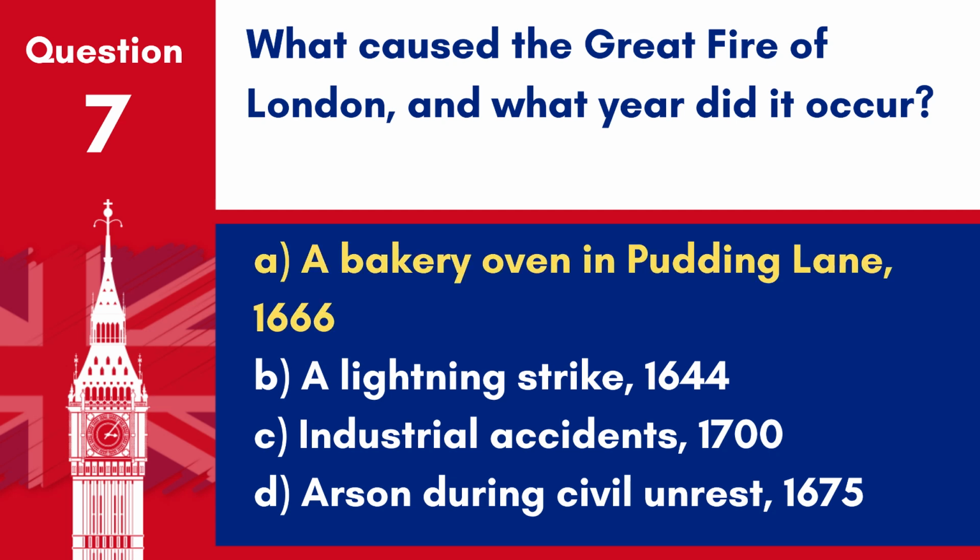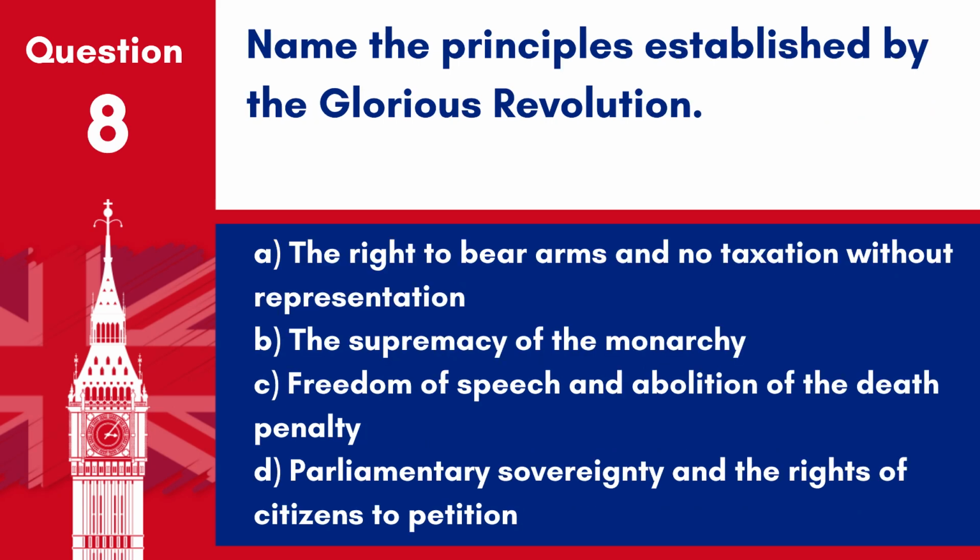Answer. A. A bakery oven in Pudding Lane, 1666. The Great Fire of London, which occurred in 1666, was caused by an unattended bakery oven in Pudding Lane and destroyed much of London.